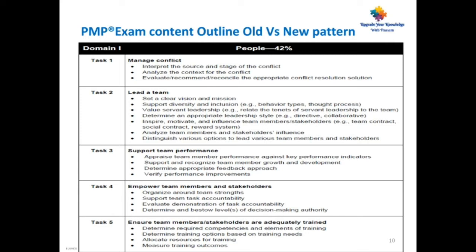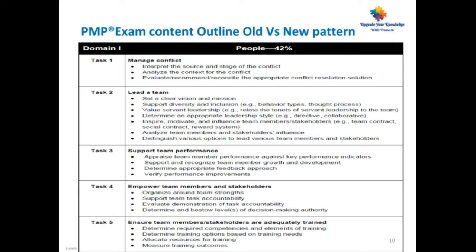And task 3, support team performance. This was also there in the old pattern in the executing domain. It is not much of a difference. Appraise team member performance against key performance indicators, support and recognize team member growth and development, determine appropriate feedback approach, verify performance improvements. Task number 4, empower team members and stakeholders: organize around team strengths, support team task accountability, evaluate demonstration of task accountability, determine and bestow levels of decision making authority.